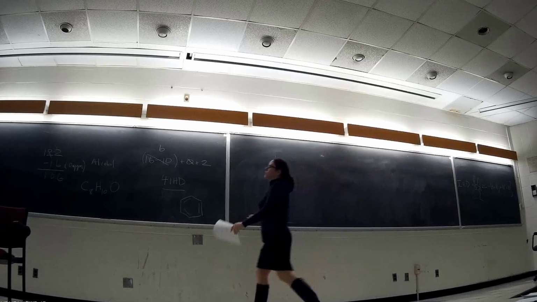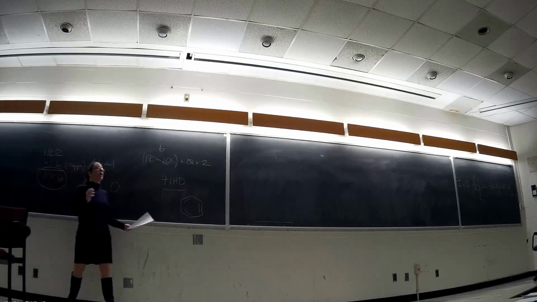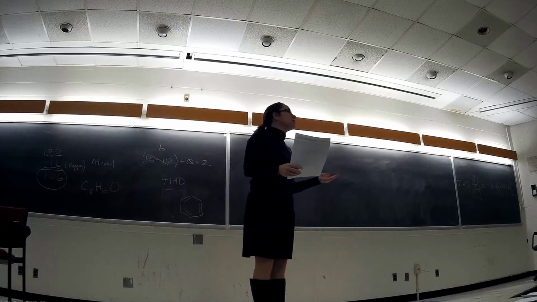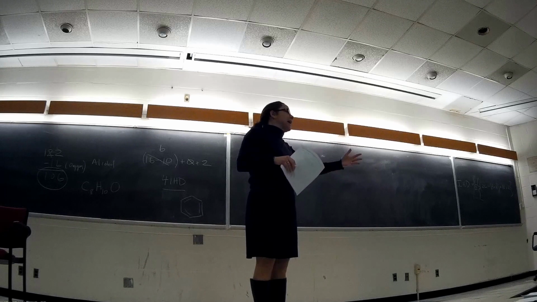So the 8 carbons came from the fact that when I subtracted out my heteroatom, I got to 106. So that has to be the mass of carbon and hydrogen. How many times does 12, the mass of carbon, go in there? It goes in 8 times with 10 remainder.